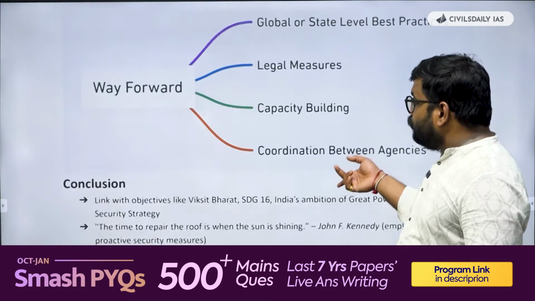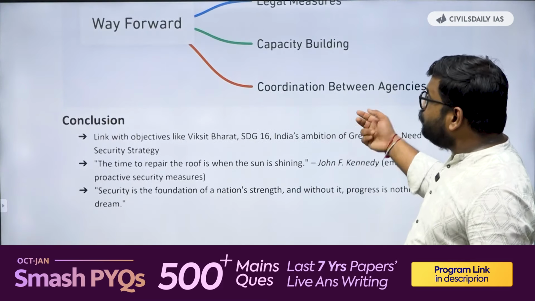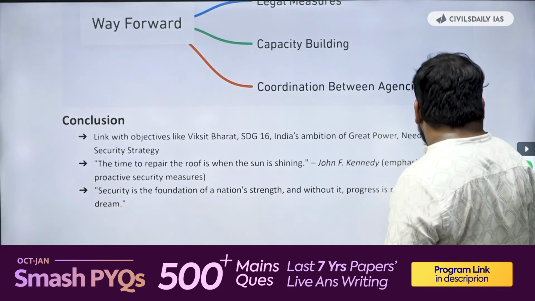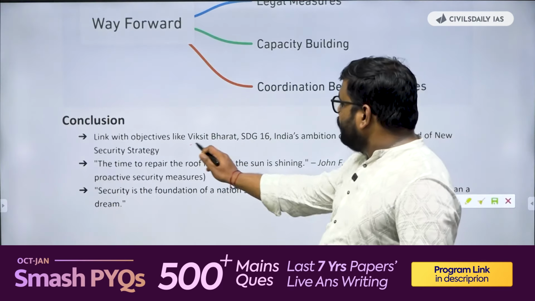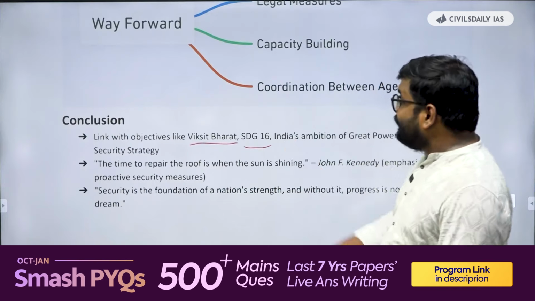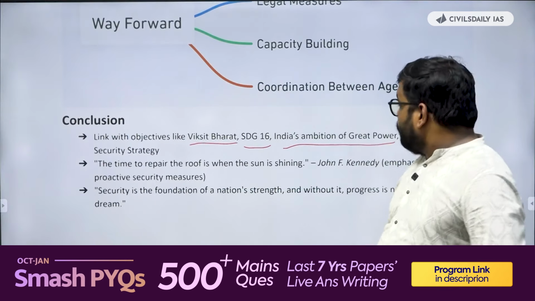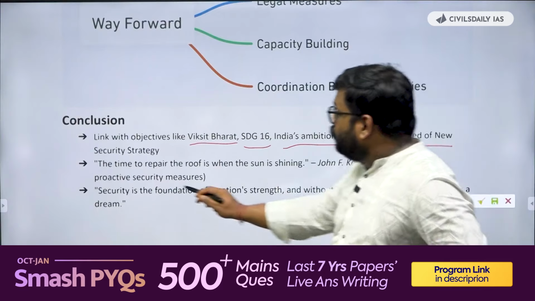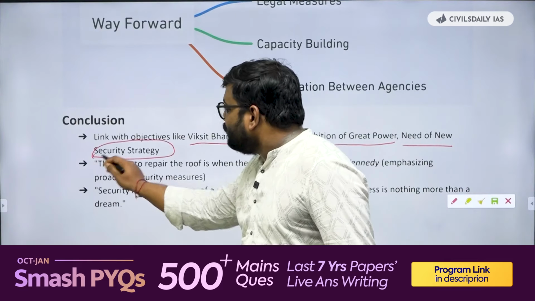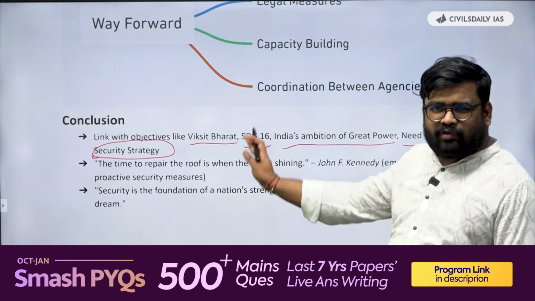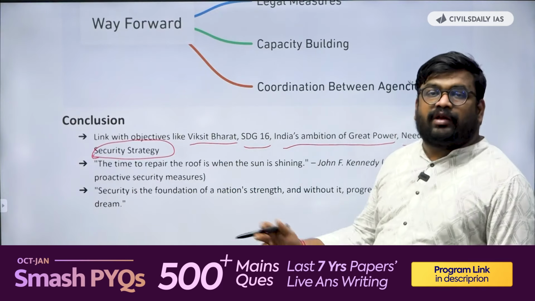Then coming to the conclusions. Again, conclusions, try to link it with some objectives. For example, Viksit Bharat, SDG 16, or India's ambition of becoming a great power, or need of a new security strategy. So this is basically a way-forward type of conclusion. That also you can give. Or you can use a quote.